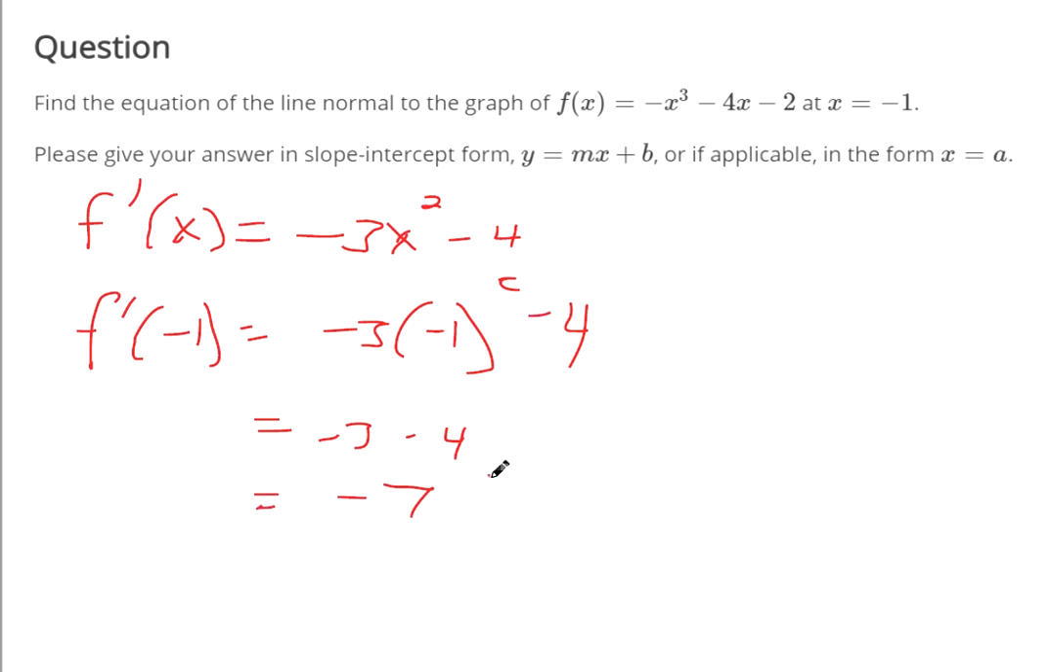But we wanted the normal line. So we want a perpendicular slope. So if you remember from algebra, that's 1/7. Change the sign and flip it. So to make the equation of the normal line, it's 1/7 x plus some y-intercept.